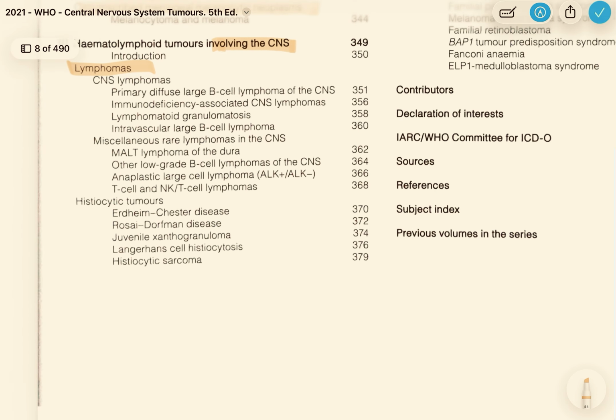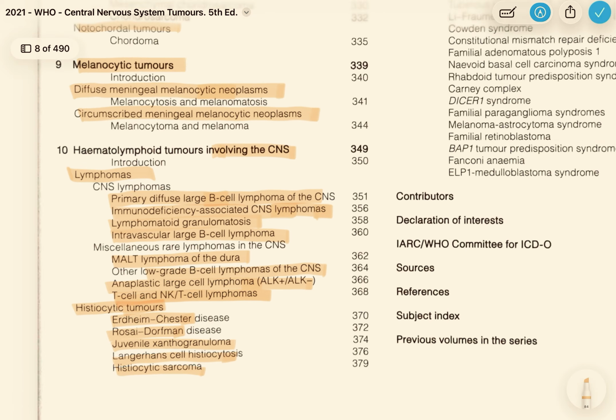So CNS lymphomas are primary DLBCL of the CNS, immunodeficiency-associated lymphomas, lymphomatoid granulomatosis, and intravascular large B cell lymphoma, and rare lymphomas in the CNS, like MALT lymphoma of the dura, other low-grade B-cell lymphoma of the CNS, anaplastic large cell lymphoma, T-cell or NK cell lymphoma. And we can have histiocytic tumors like Erdheim-Chester, Rosai-Dorfman, juvenile xanthogranuloma, LCH, and histiocytic sarcoma.